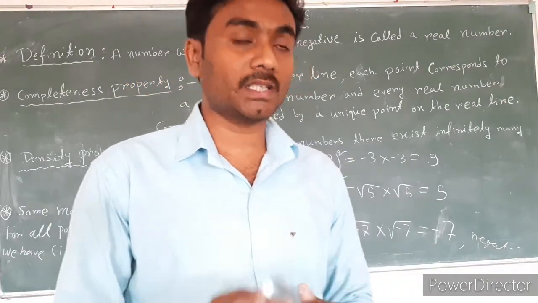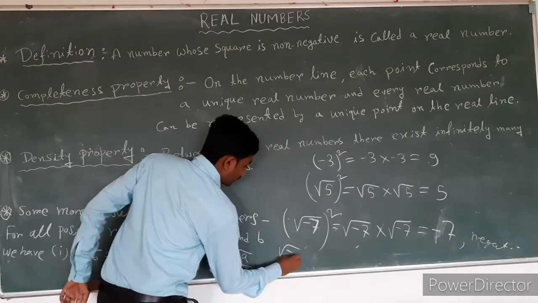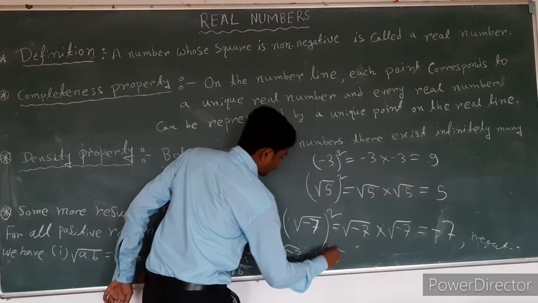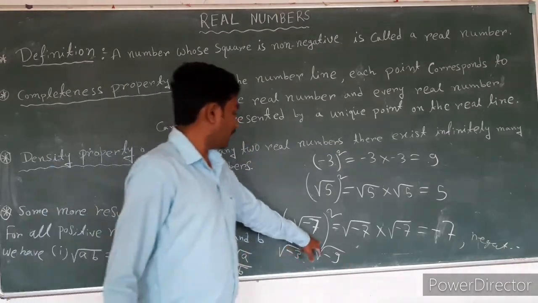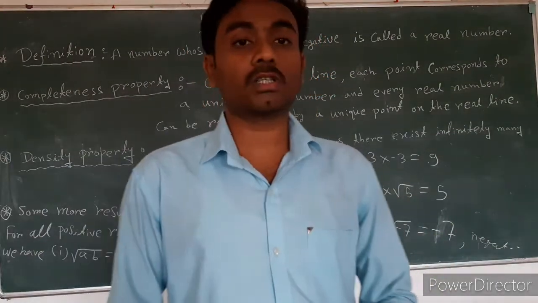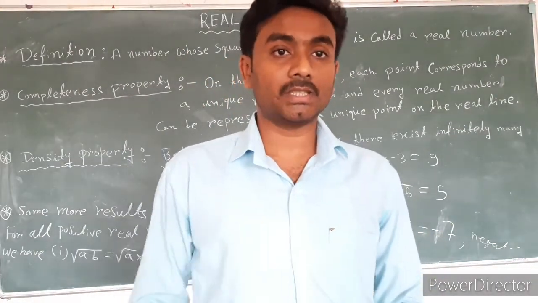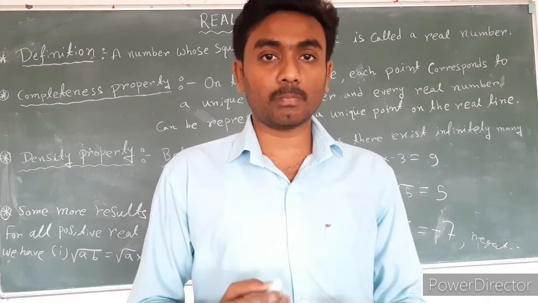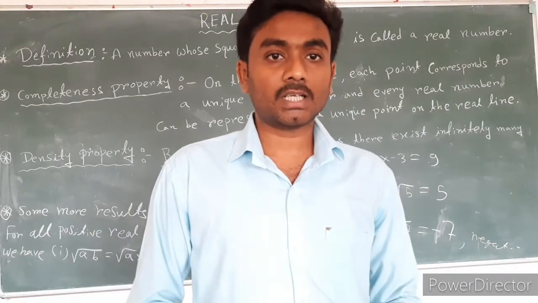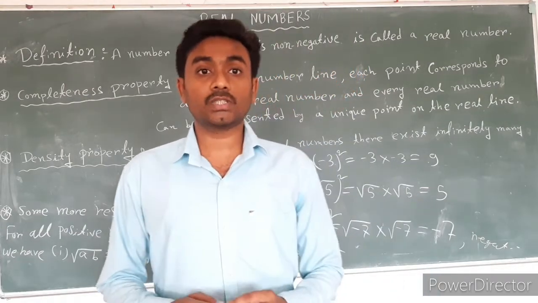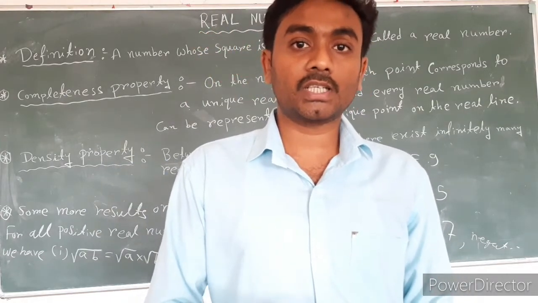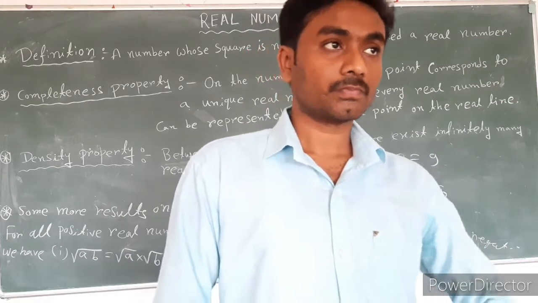So root -7, root -3, root -9, root of any negative number, all are different types of numbers. These types of numbers are called complex numbers or imaginary numbers. We will learn about complex numbers and imaginary numbers in a higher class, that is 11th class. Now we discuss only real numbers, that is, numbers whose square is always positive.